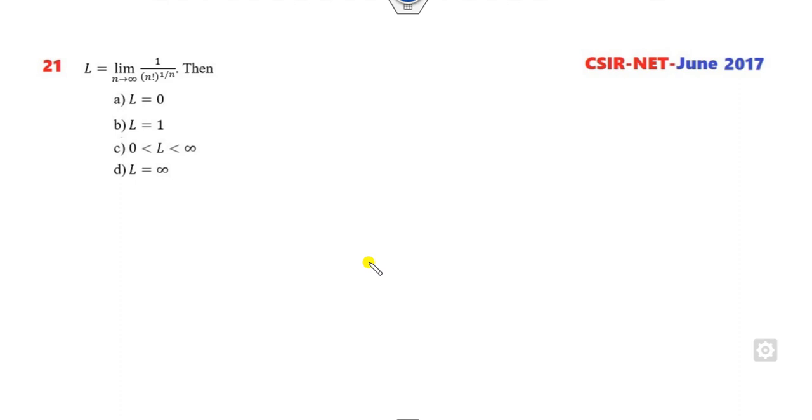Okay, now look at that, you have to find the limit of this: limit of (1 over n factorial) raised to power 1 by n as n approaches infinity. So the major question that arises here is how you can find this. If I consider only this portion as my a_n, how can you find the limit of this?